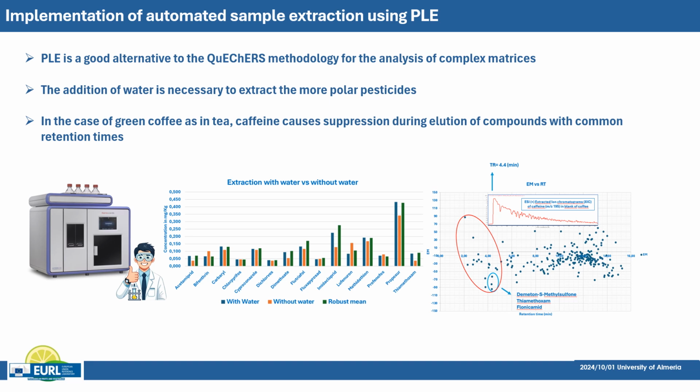In conclusion, PLE is a good alternative to the QuEChERS methodology for the analysis of complex matrices. The addition of water is necessary to extract the more polar pesticides. In the case of green coffee, as in tea, caffeine causes suppression during elution of compounds with a common retention time.